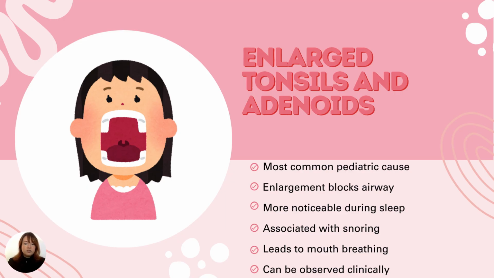So here we have enlarged tonsils and adenoids. This is the most common pediatric cause. The enlargement blocks the airway. It's more noticeable during sleep because whenever you are laid all the way back, your throat kind of collapses on itself. So if your tonsils and adenoids are very swollen or enlarged, the airway is going to be really hard to open up. Right as we're sitting upright, we have the most clear way of breathing compared to laying down where everything's kind of collapsed. So that's whenever kids don't get good sleep, is whenever they're laying on their back and they already have enlarged tonsils and adenoids.